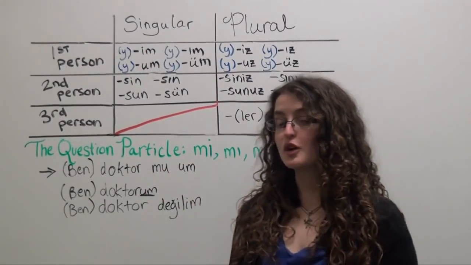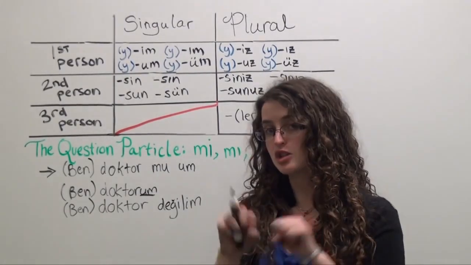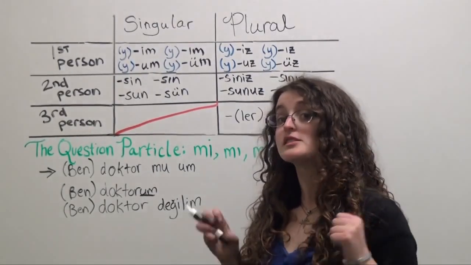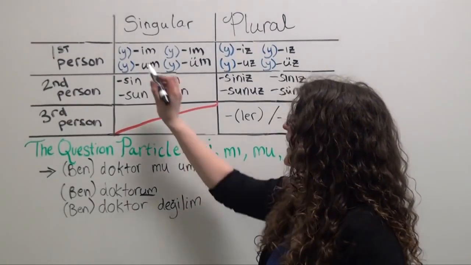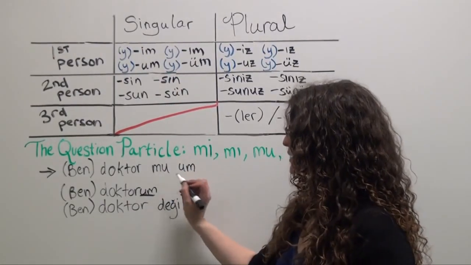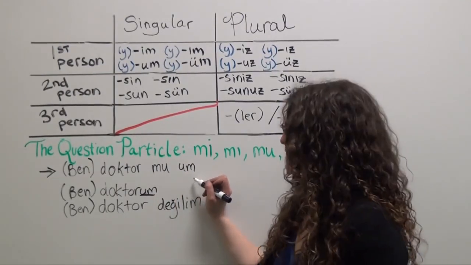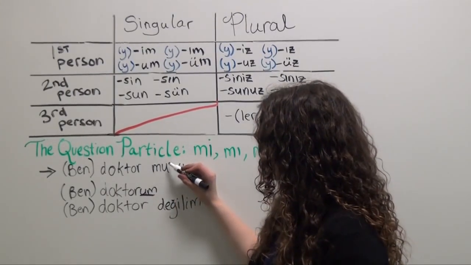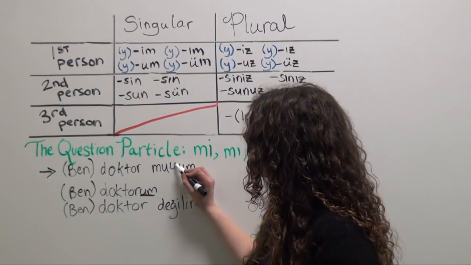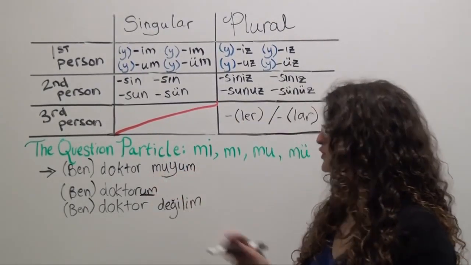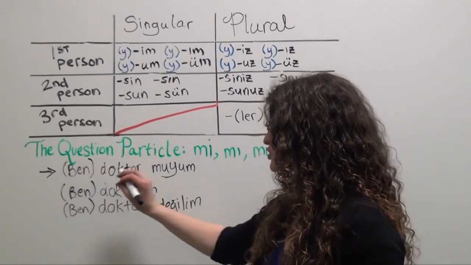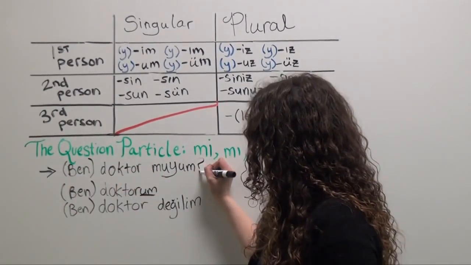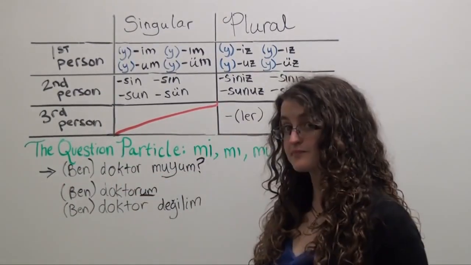But remember, Turkish does not like to have two vowels next to each other. So you are required to insert a y between this question particle and this personal suffix. So, ben doktor mu yum, a nice buffer y to make that easy to say in Turkish. Ben doktor muyum. Am I a doctor?